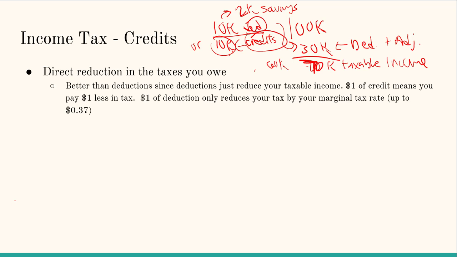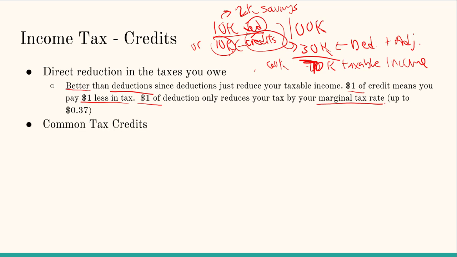Okay, so I just explained this. Credits are better than deductions, since getting a $1 credit means you have to pay $1 less in tax, but a $1 deduction is just reducing your tax by the marginal tax rate. Okay, so we kind of illustrated this.